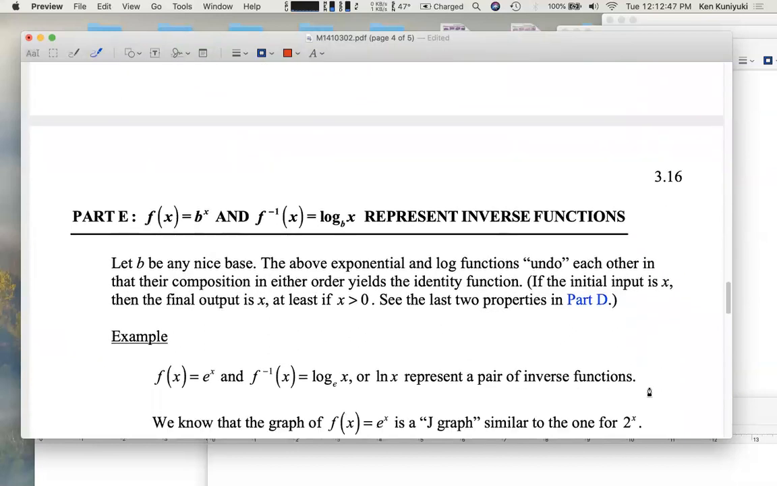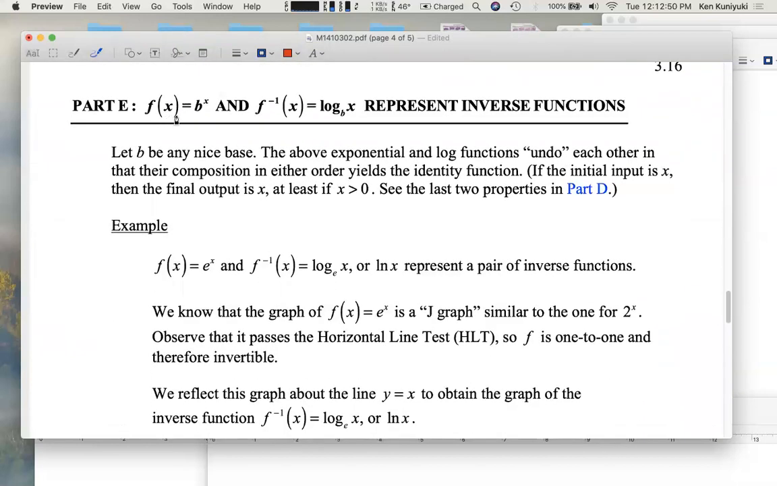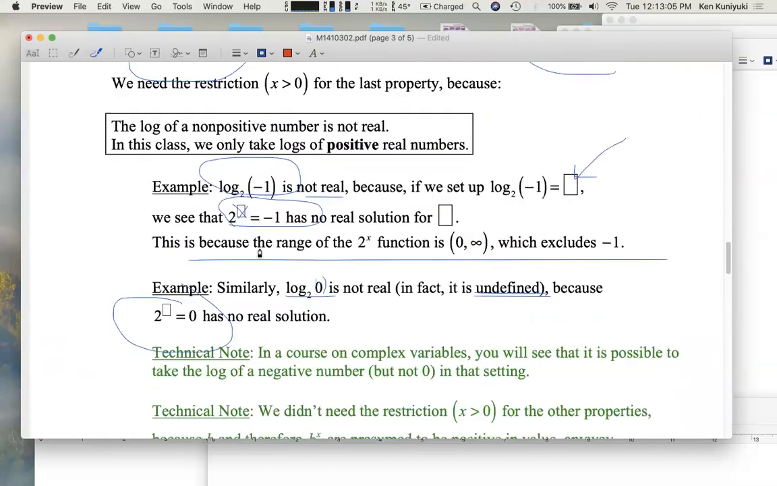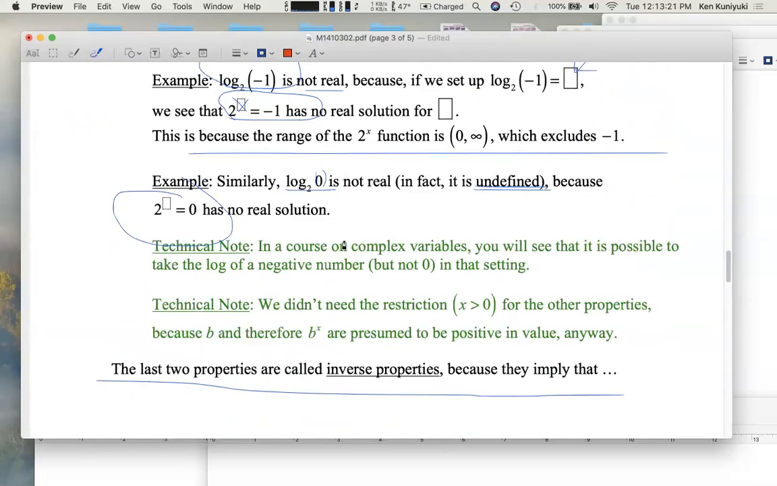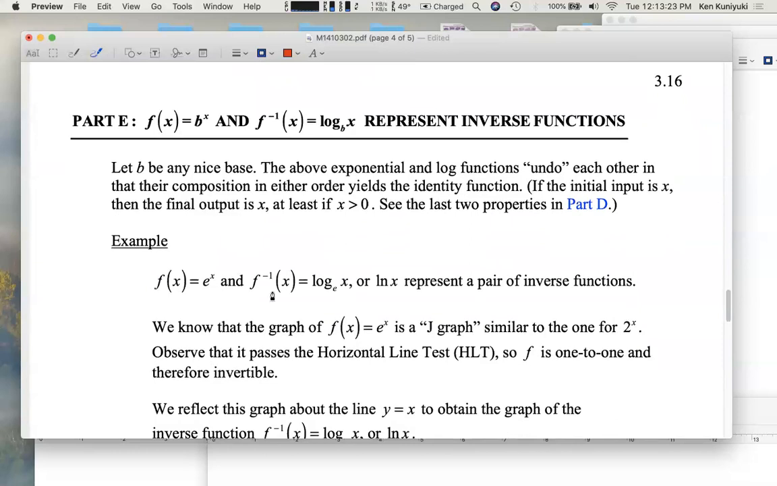All right. So let f of x be b to the x, where b is a nice base, like e. And f inverse of x, it turns out to be the corresponding logarithm, log base b of x. So these two guys are inverses of each other. They undo each other. And we saw that in those two rules up here, right? They undo each other, just like the cube root of x cubed was plain old x.